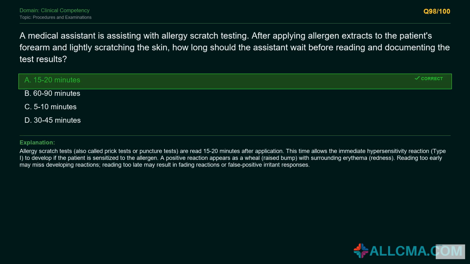The correct answer is A. Allergy scratch tests, also called prick tests or puncture tests, are read 15 to 20 minutes after application. This time allows the immediate hypersensitivity reaction, type 1, to develop if the patient is sensitized to the allergen. A positive reaction appears as a wheal, raised bump, with surrounding erythema, redness. Reading too early may miss developing reactions. Reading too late may result in fading reactions or false positive irritant responses.